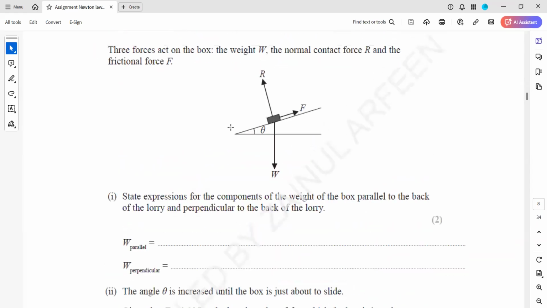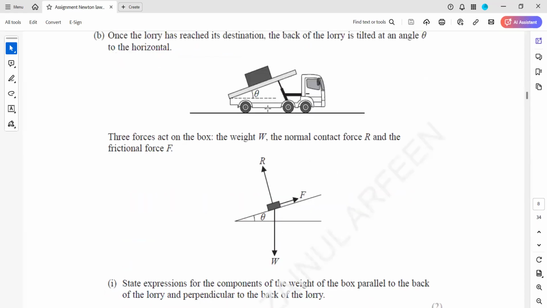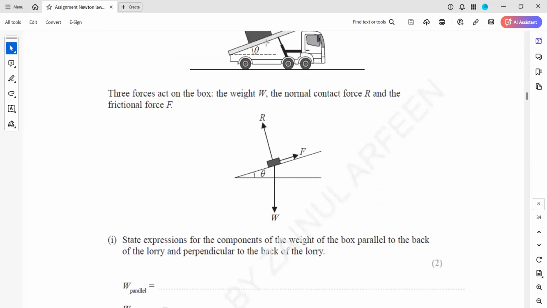State the expression for the components of the weight parallel and perpendicular to the back of the lorry. So we'll resolve this weight into components. Weight will have two components. One is with an angle, another one is against the angle. And the theta here will be the same. So the one which is with the angle, that is W cosine theta. And the one opposite to the angle will be W sine theta.